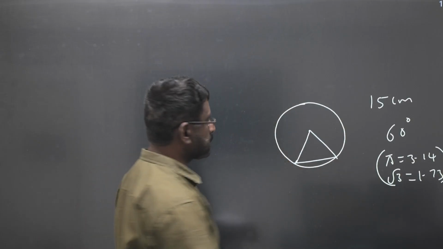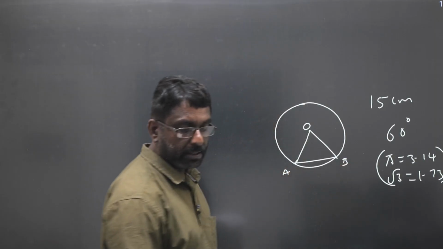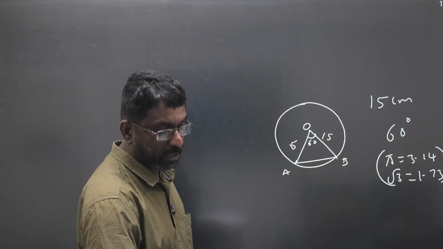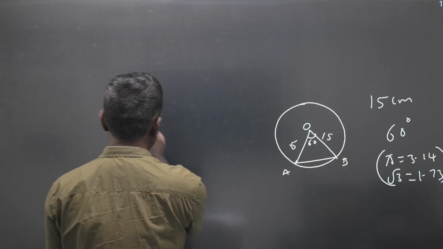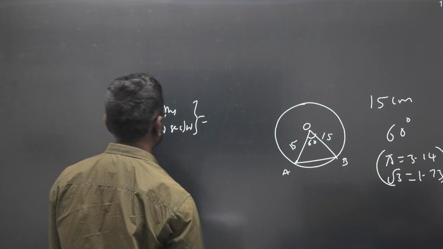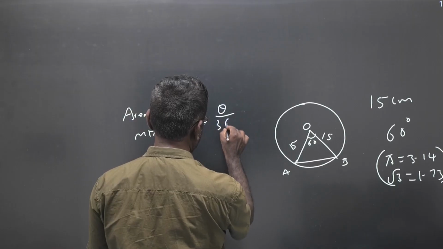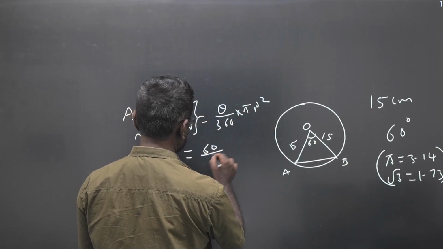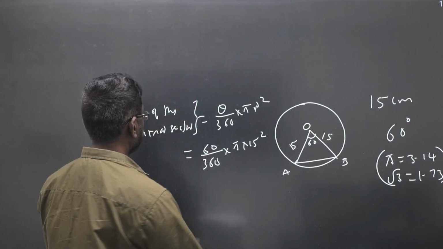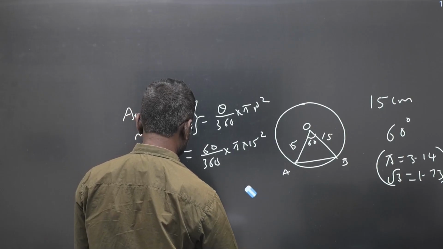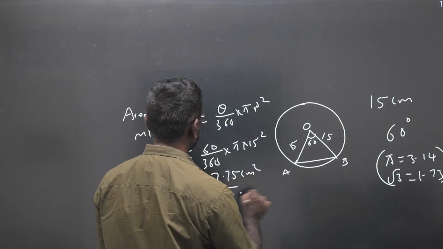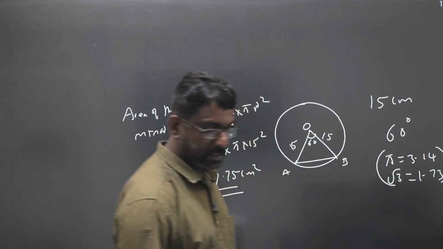Mark the data given. Suppose this is OAB. What is the radius? That is given as 15, and the angle is given as 60 degree. So area of the minor sector, formula: area of the minor sector is equal to theta divided by 360 into pi r square. Theta is 60, so 60 divided by 360 into pi into 15 square. Substitute 3.14 for pi. After simplifying, you will get 117.75 centimeter square.